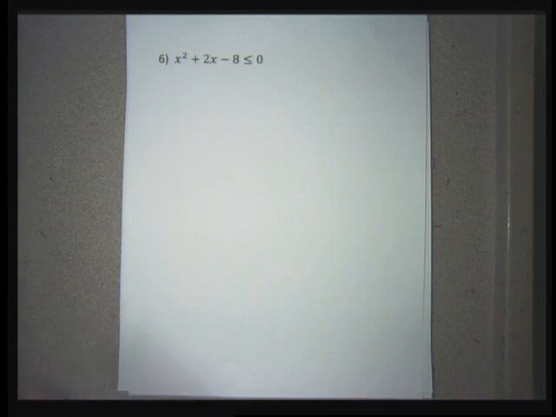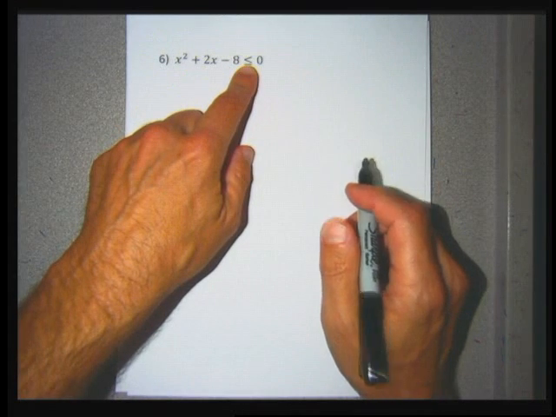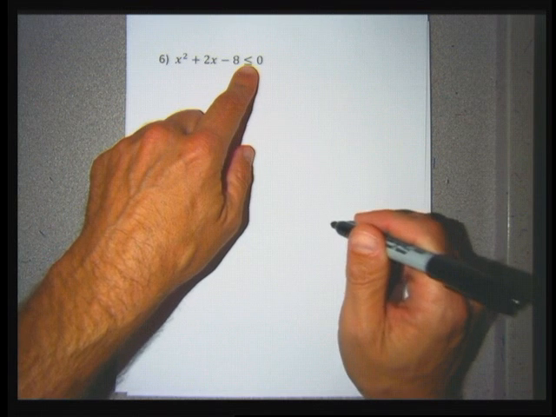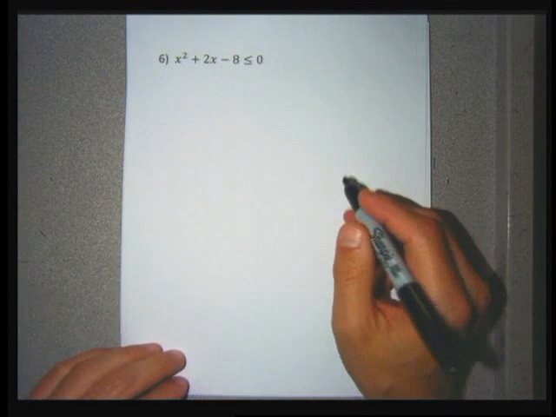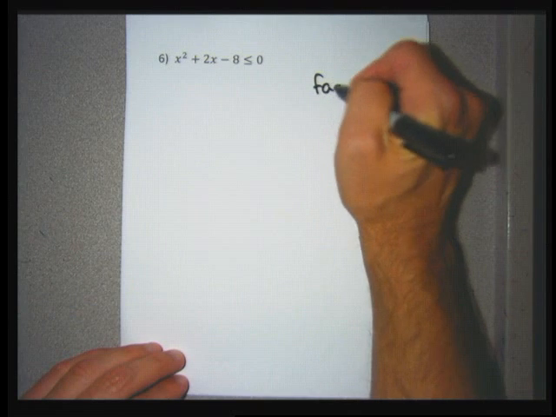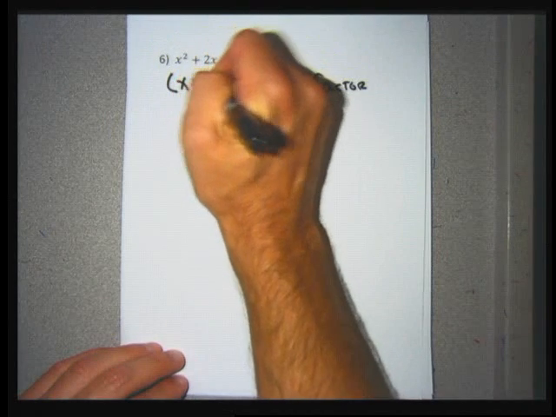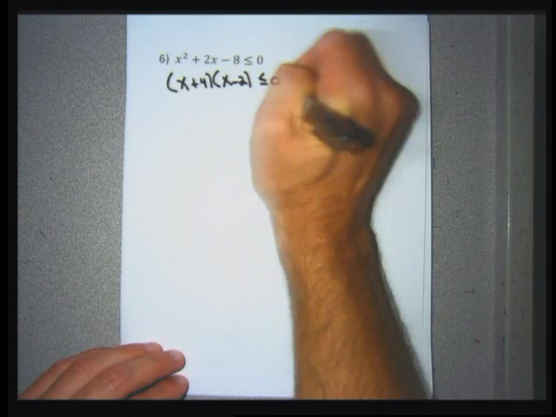Problem 6, same deal. The or equal to part of the inequality is just going to make me have solid dots, square brackets as opposed to round parentheses, but the problem's going to be set up the same way. So I'm going to factor. This factors into x plus 4 times x minus 2 is less than or equal to 0.